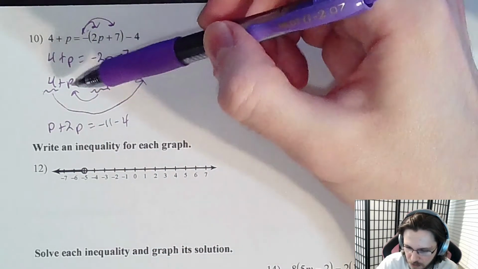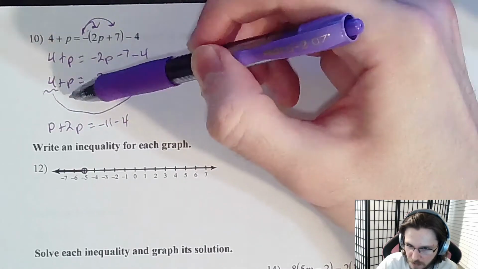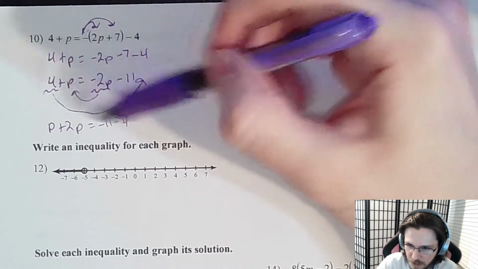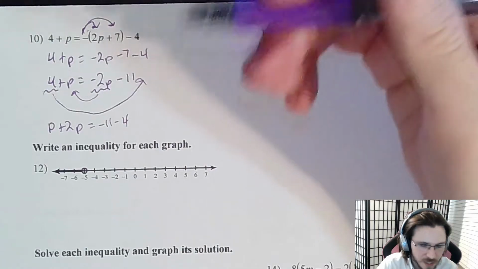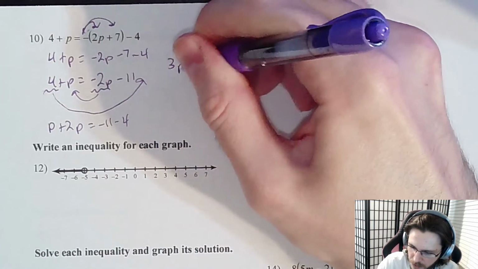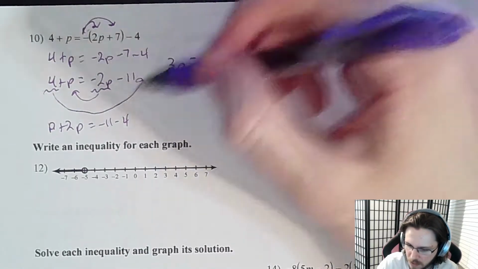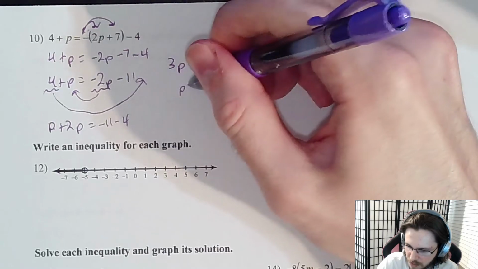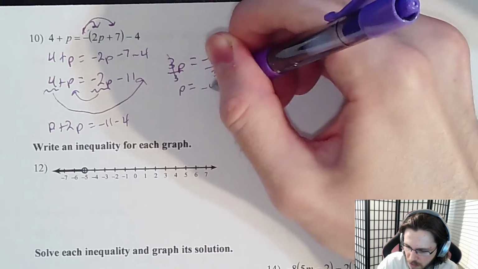So again, what did I do? I took that p right there, left it alone. -2 moves it to the left. That 4 moves to the right. That -11 stayed by itself. That movement idea is the easiest way to solve these questions. So we got 3p equals -15. I added like terms, p plus 2p. -11 minus 4, -15. Divide both sides by 3. You get -5 here.